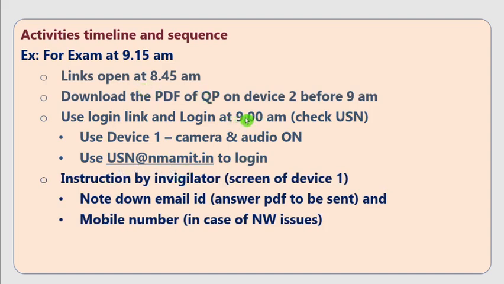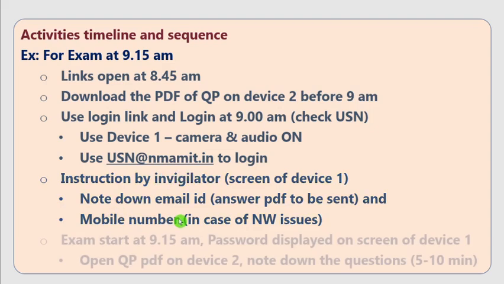During that time of 9 to 9:15, the invigilator will give you the instructions on the device 1 screen itself. There, the email ID of the invigilator will be provided, to which you have to send the answer PDF, and the mobile number of the invigilator will be given. In case you have network issues or any problems, you can contact. If at all you disconnect and you are unable to connect, in that case you can contact the same invigilator. You just call them on the mobile number. They will pick up your call.